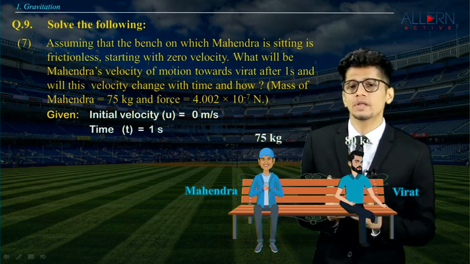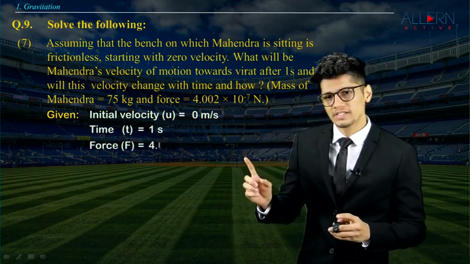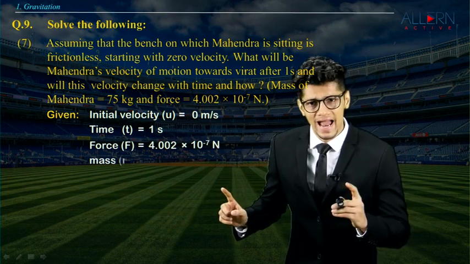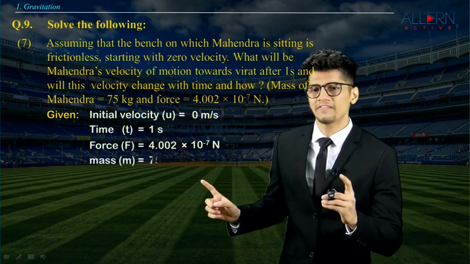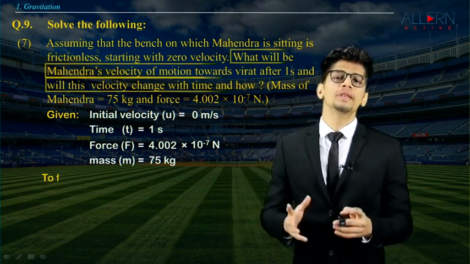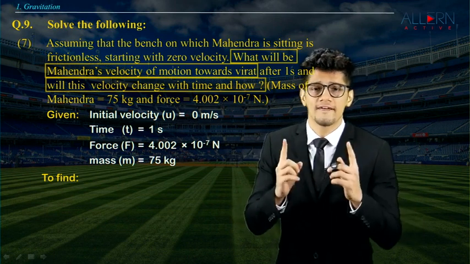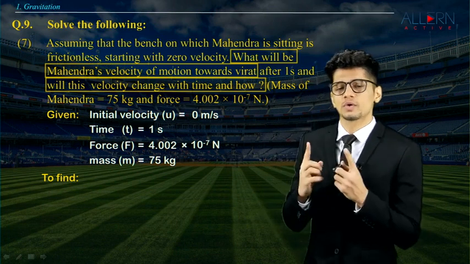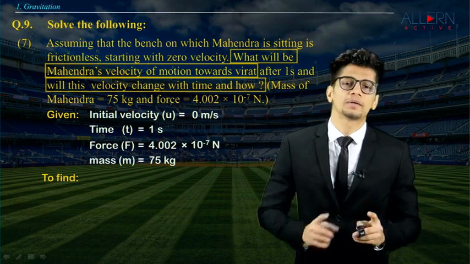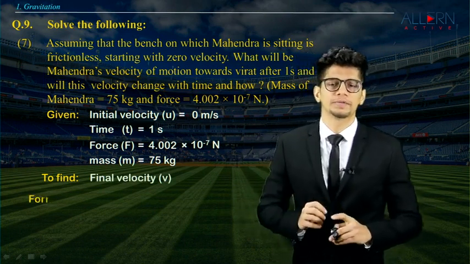And also we've been given two important things, that is first of all force and mass. So force is equal to 4.002 into 10 raised to minus 7 Newton, and mass is given as 75 kg. Do we have some other value? No, right? Now what do we need to find? It says what will be Mahendra's velocity of motion towards Virat. Since the initial velocity was 0, obviously now we need to find final velocity, that is denoted by v. So we need to find the value of v over here, that is final velocity.